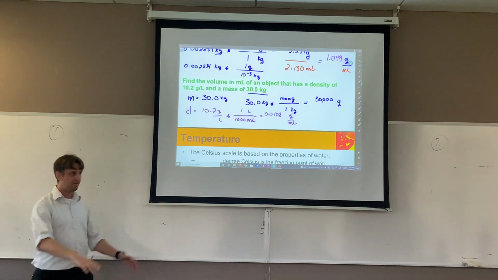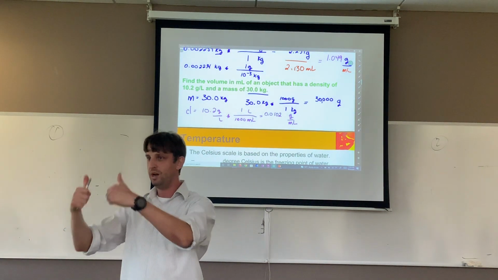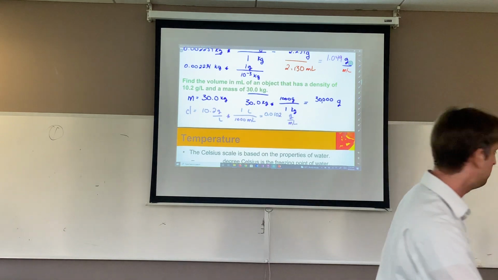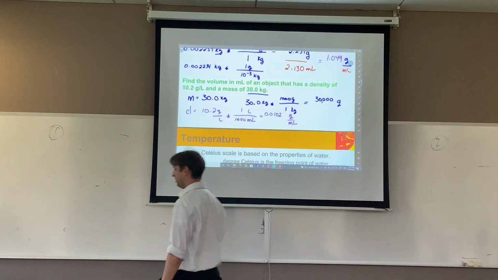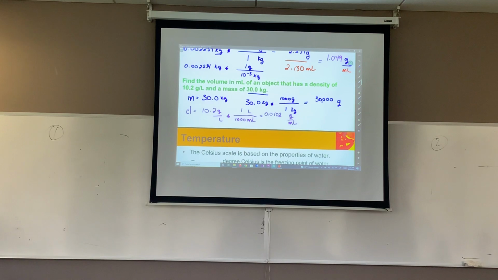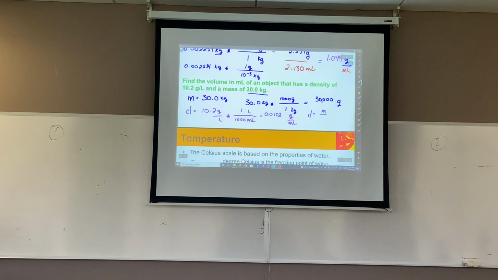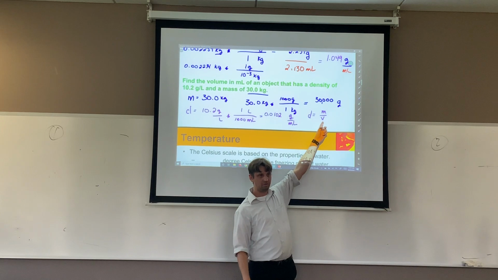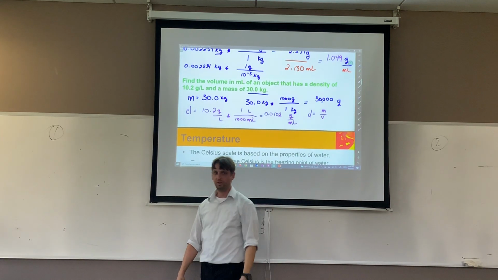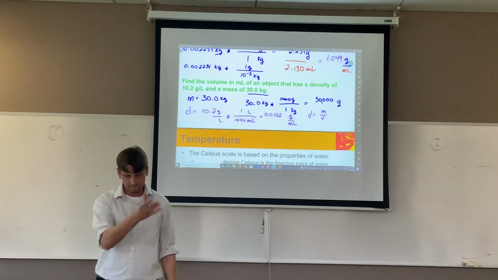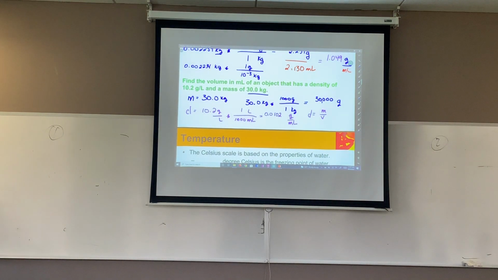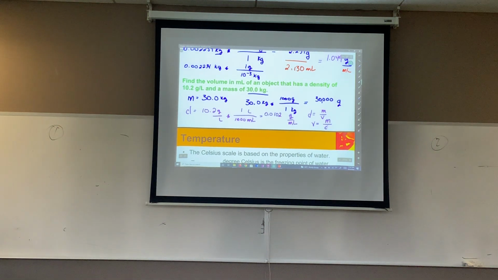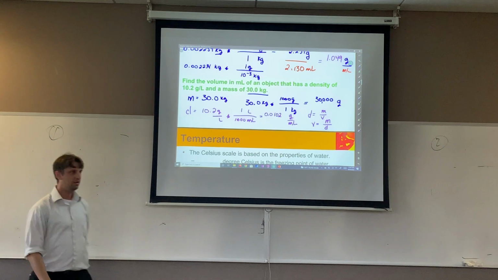Cool. Is everything in units of grams now? Yep. Is everything in units of milliliters? Yep. So can we go ahead and do what we need to do? Yep. Okay. Density equals mass over volume. What are we trying to solve for? Volume. So how can I rearrange this equation to get volume out of there? Mass divided by density. Everybody with me on this? If I rearrange, volume is equal to mass over density. Everybody good on that?